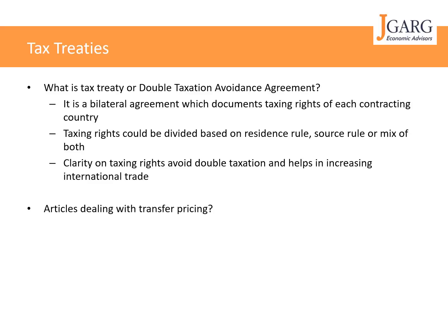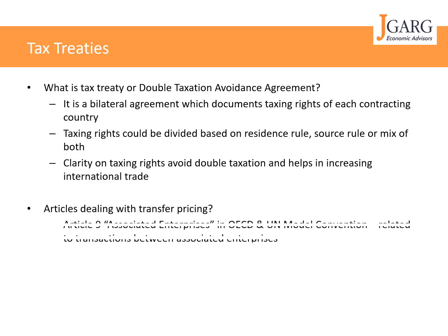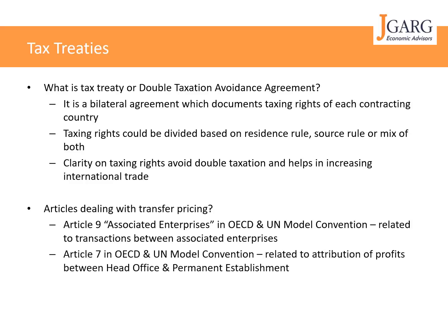Articles dealing with transfer pricing, probably most of you would be interested in this. We have broadly two articles. One is Article 9, which talks about associated enterprises, or transactions between two associated enterprises or two related parties. And then we have Article 7, which talks about attribution of profit between the head office and the permanent establishment. Initially there used to be only one article, but later on it got divided into two: Article 7 and Article 9. Article 7 talks about business profits and Article 9 about transactions with associated enterprises.